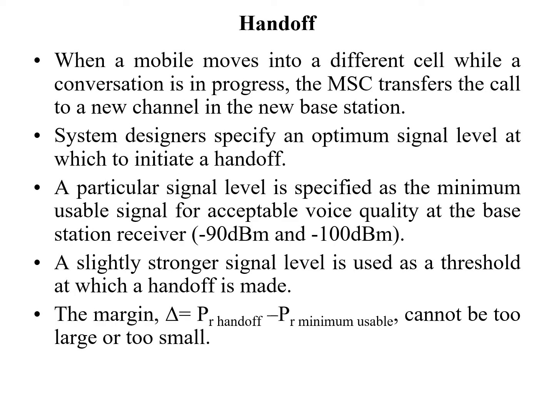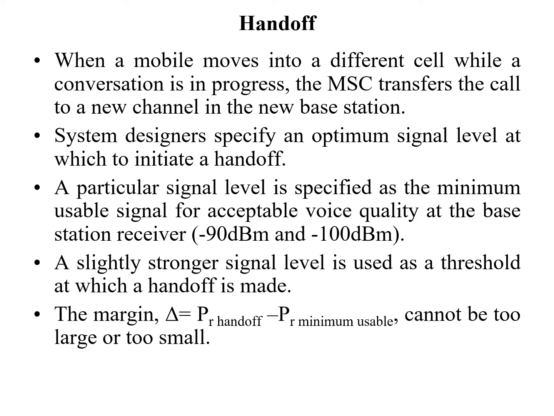Next, we will see the handoff. When a mobile moves into a different cell while a conversation is in progress, the MSC transfers the call to a new channel in the new base station. An optimum signal level at which the handoff is to be initiated will be specified. A particular signal level is specified as the minimum usable signal for an acceptable voice quality, and this is generally between -90 dBm and -100 dBm.